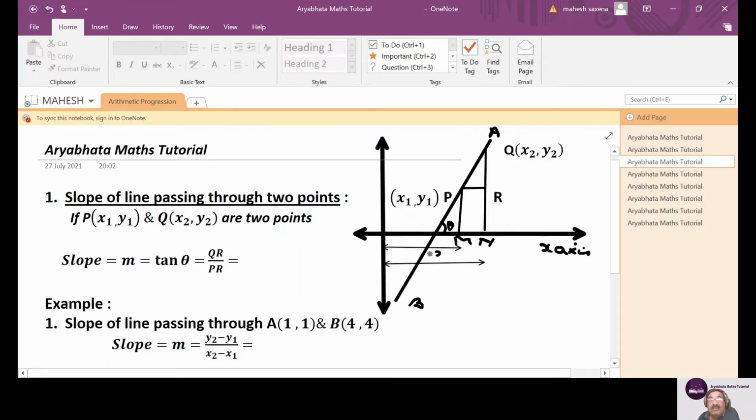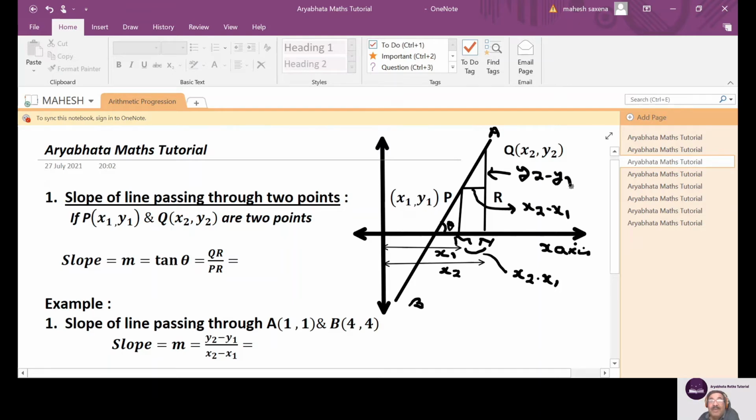Now this distance is x1 and this distance will be x2. Therefore, the distance MN will be equal to x2 minus x1. Since PR is parallel to the x-axis, PR is equal to MN. Therefore, PR will also be equal to x2 minus x1. Similarly, we can show that the distance QR is y2 minus y1.